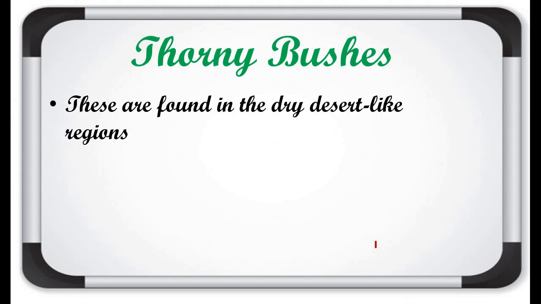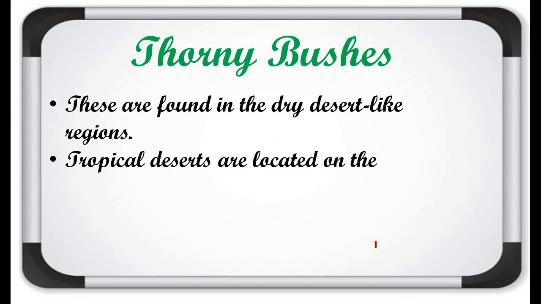This is also known as desert vegetation. Thorny bushes are found in dry, desert-like regions, the areas which receive very little rainfall. Only 25 centimeters of rainfall annually, such areas are classified as desert. Here scanty vegetation is found, and only deep rooted plants with waxy leaves survive in these types of areas.